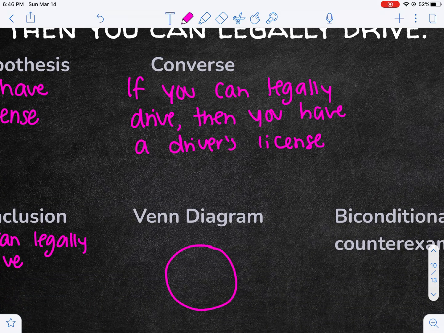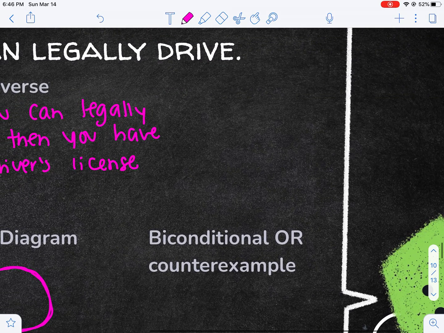Here's all the people who can legally drive. Here's all the people who have driver's licenses. Okay, so you have to have both, which means there are no counterexamples. There's no one out there who doesn't have a driver's license who can legally drive. And there's no one out there who can legally drive who doesn't have a driver's license.